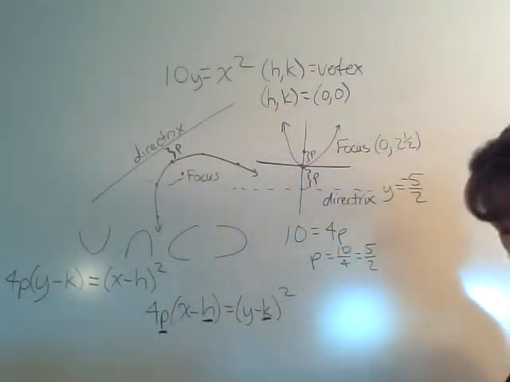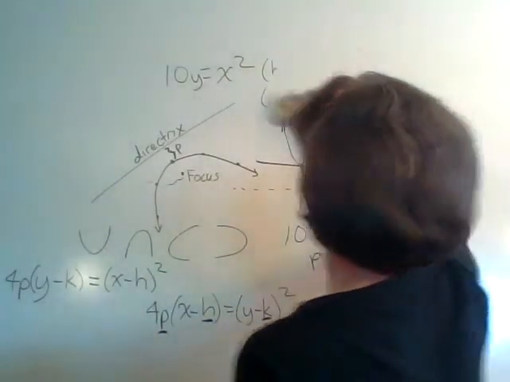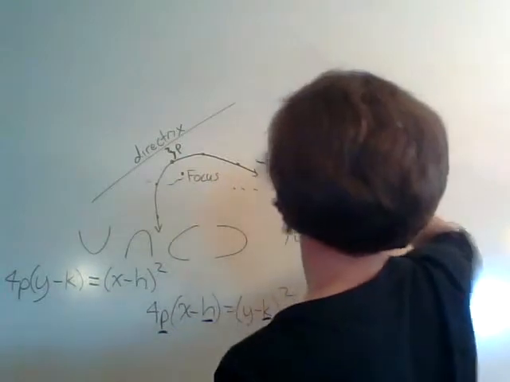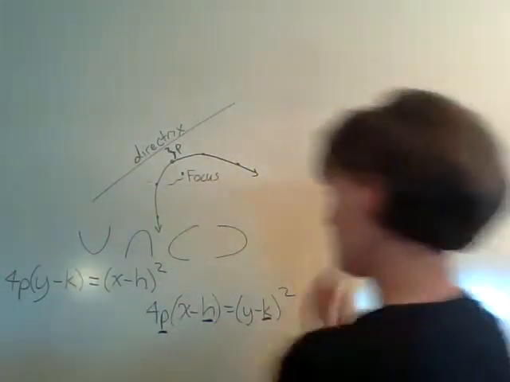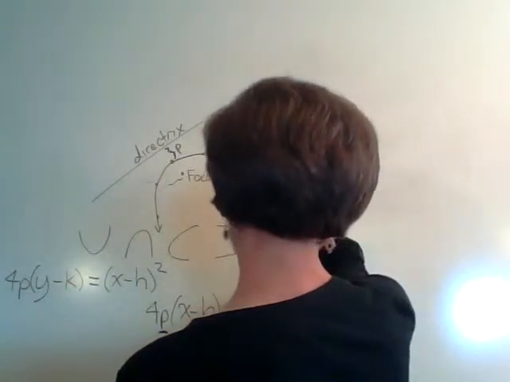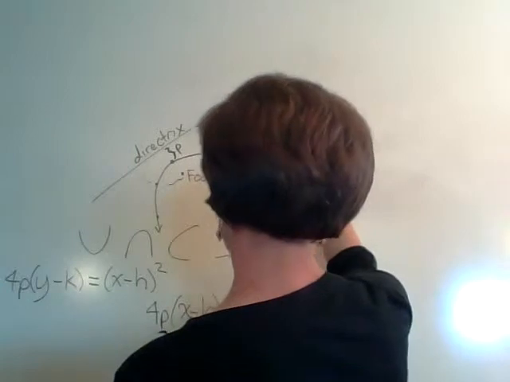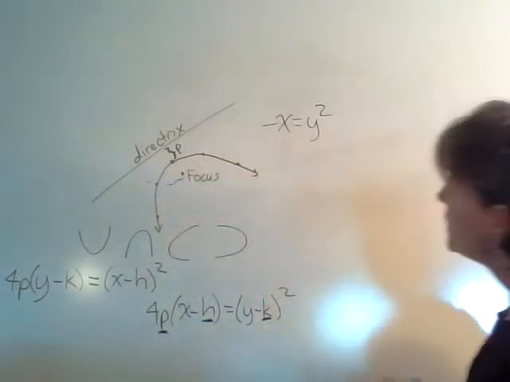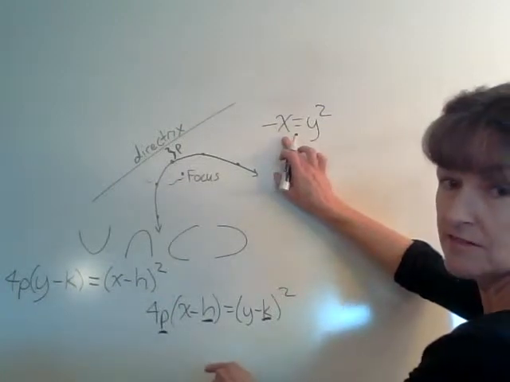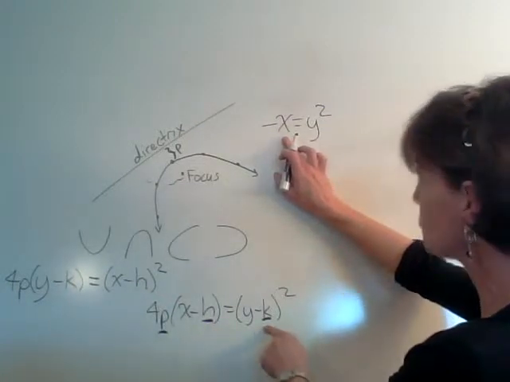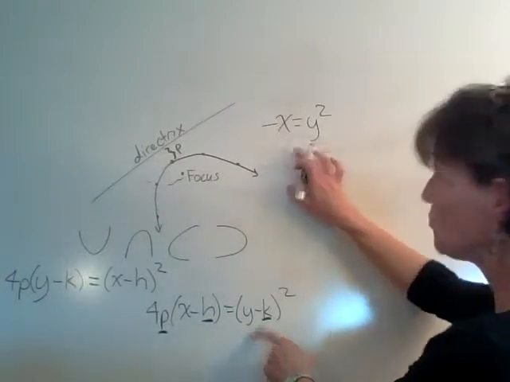All right, let's do one more simple one. So one more simple equation. Let's say we have negative x equals y squared. Now, here again, I'm not subtracting anything from the x, okay? I'm not subtracting anything from the x. I'm not subtracting anything from the k, the y squared, from the y.